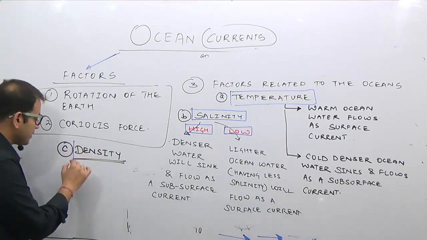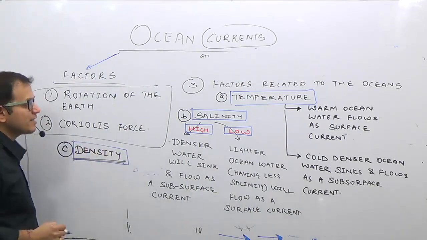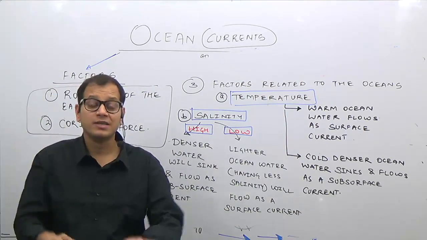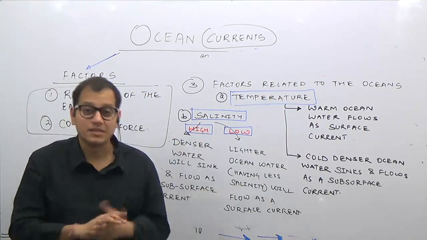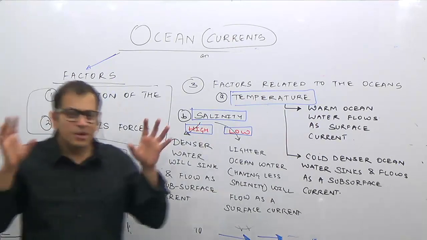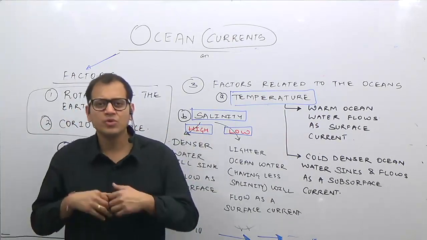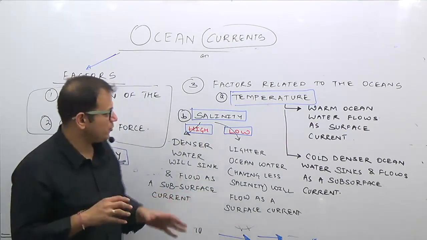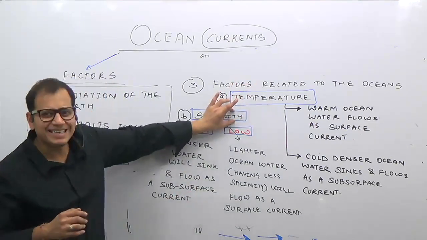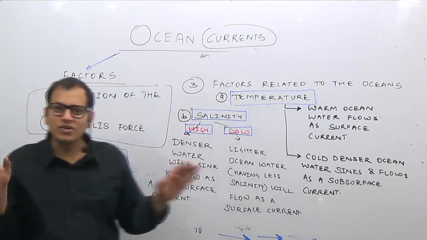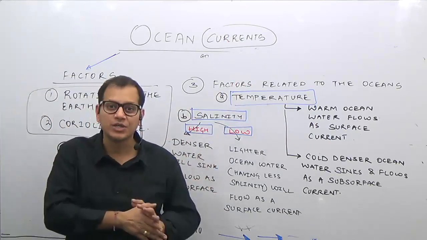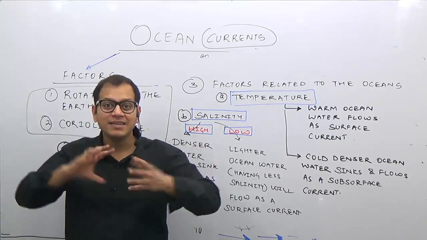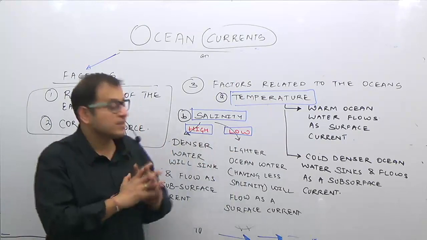And the third factor is related to density. The thing is the same. Denser water is heavier and it sinks downwards. Lighter water flows as a surface current. But remember one thing, because you are a general studies student, you do not go too deep into the dynamics of ocean water. Why am I saying dynamics of ocean water? Because temperature, salinity and density are not to be considered in isolation. There are various factors and all three are interrelated, so they are never considered in isolation.